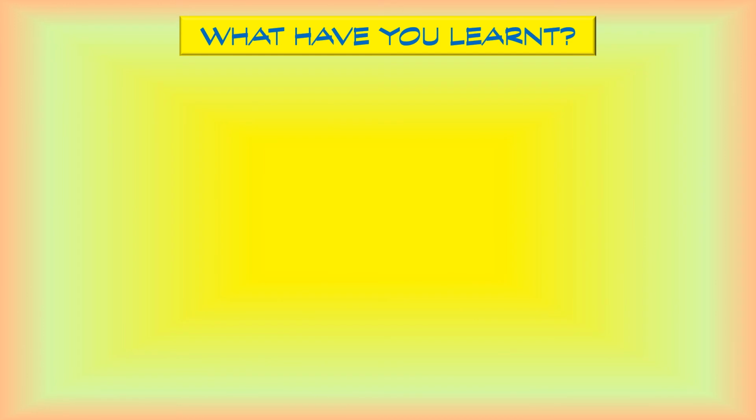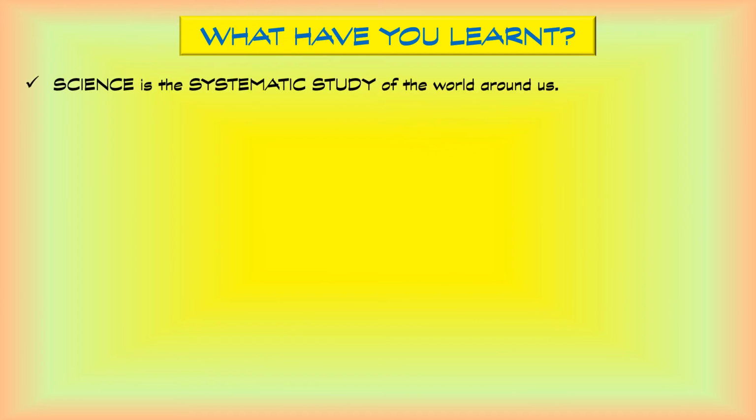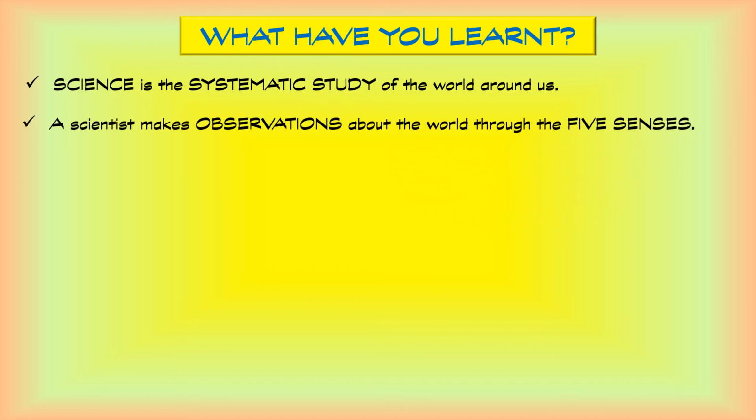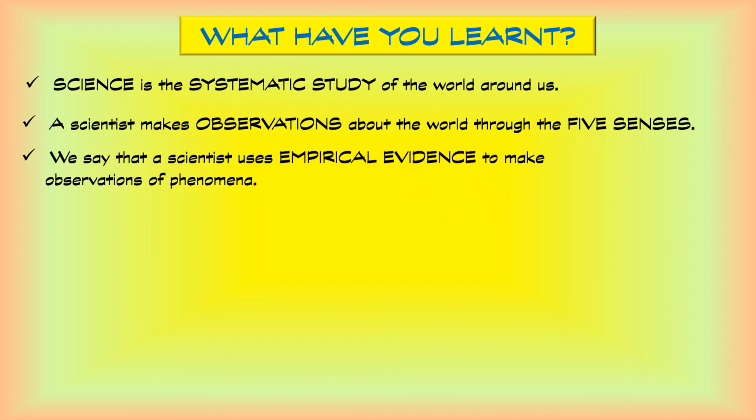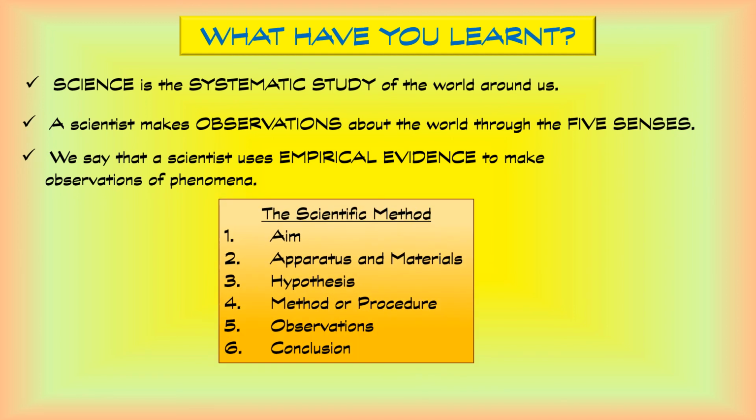In this lesson, you learned that science is the systematic study of the world around us. You learned that a scientist makes observations about the world through the five senses. When a scientist gathers information through the five senses, empirical evidence has been used. You also learned the six stages of the scientific method and how it is used in scientific investigations.